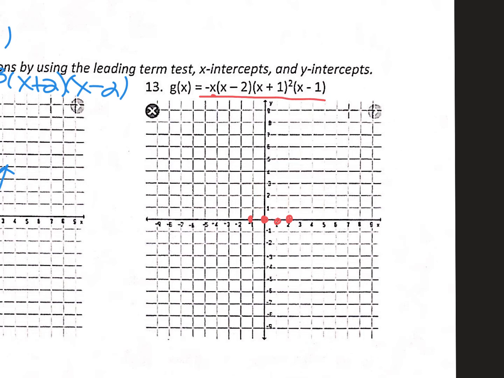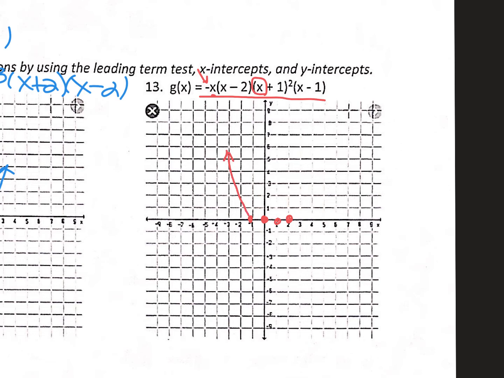Now, if you count the total number of x's, I'll see 1, 2. This x right here counts as 2 x's because it's squared. So I'm looking at 1, 2, 3, 4, 5, which is odd. Notice there's a negative sign in the front. So this is negative odd, which means it's going up to the left and down to the right.